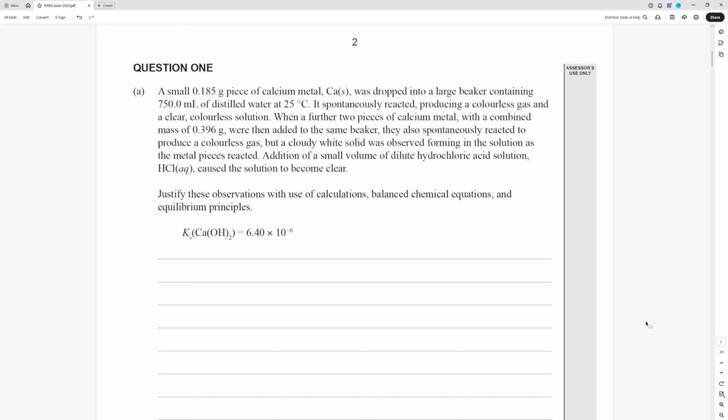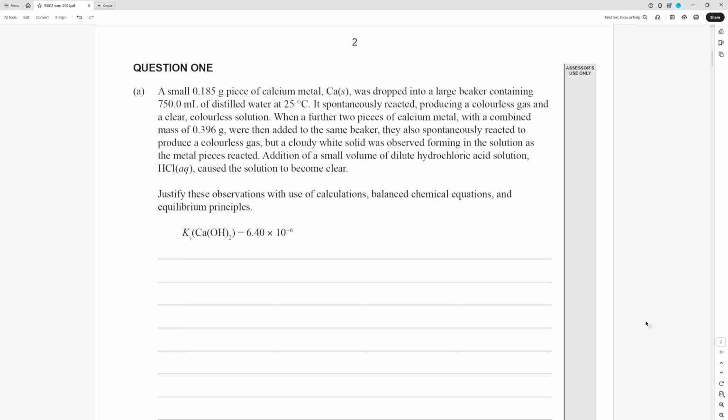So here we have question 1 of the 2021 Scholarship Chemistry exam. The first thing we need to do when we analyze a subproblem is break it down into what we're actually being asked. So first thing is to read through it.